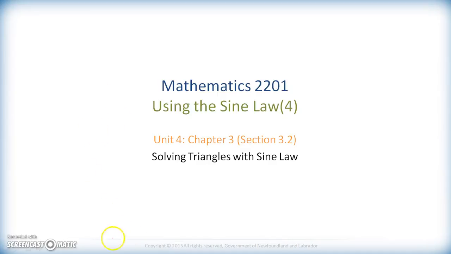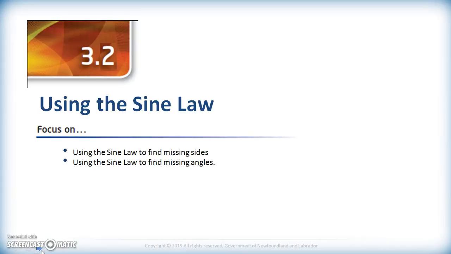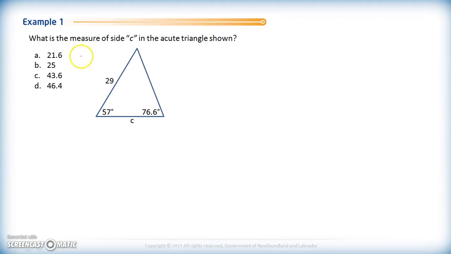All right, folks, here we are again dealing with sine law. Just going to do some examples now, sort of a review of material on finding missing sides and angles. So just a couple of those. First one's a multiple choice question. It says, what is the measure of side C in the acute triangle?